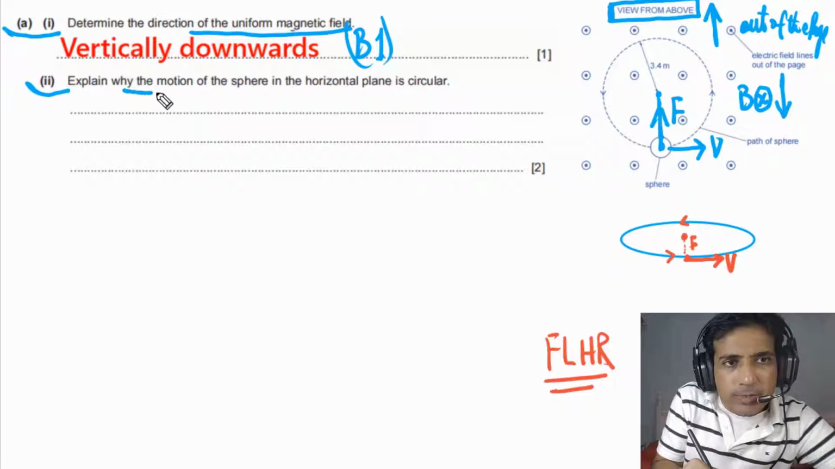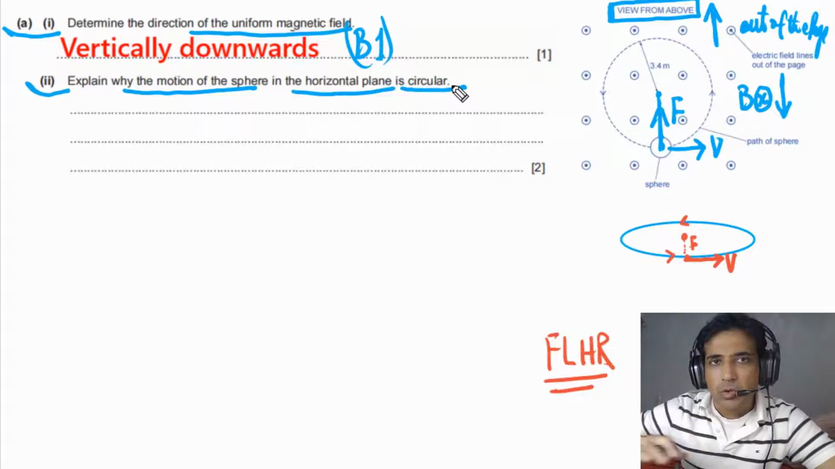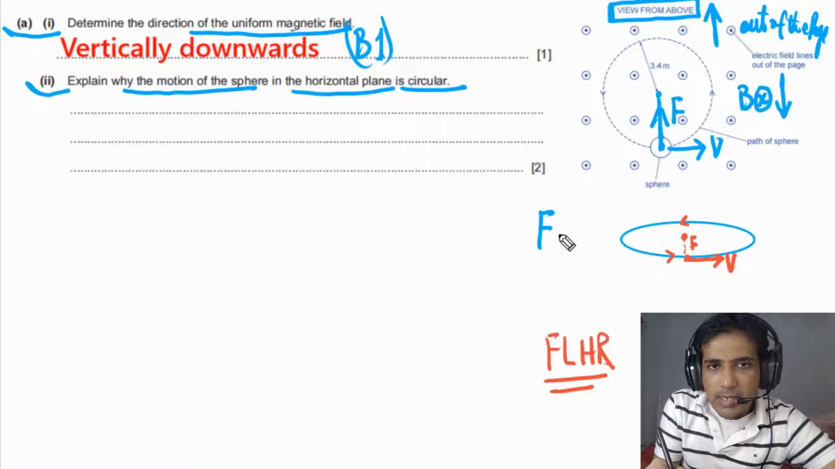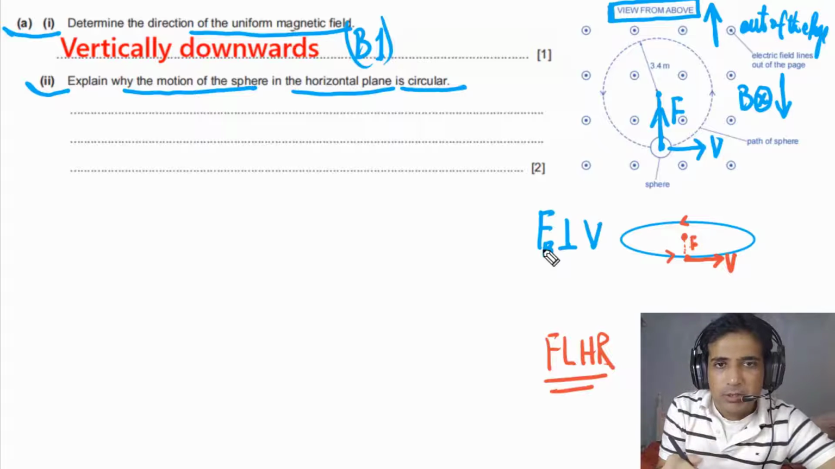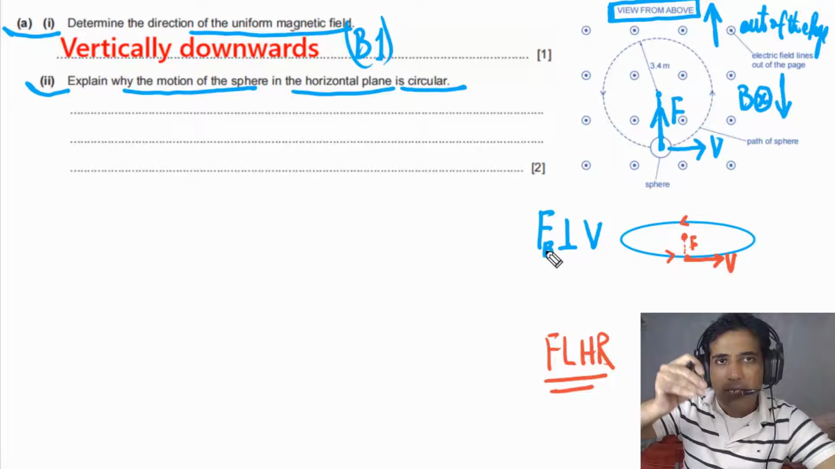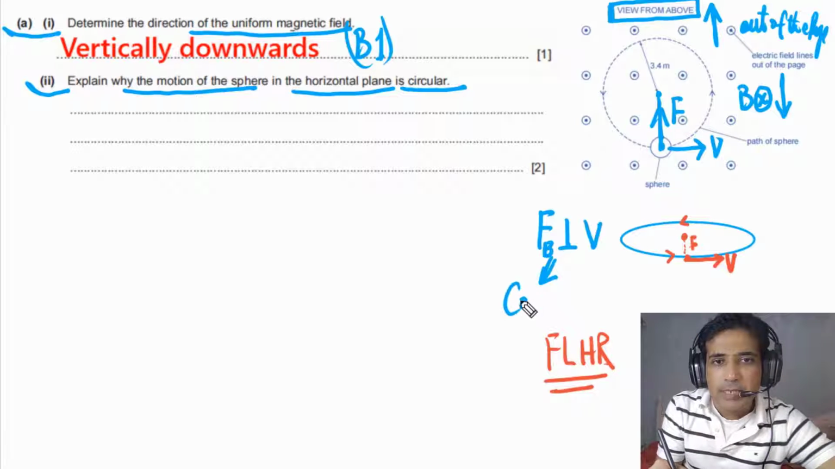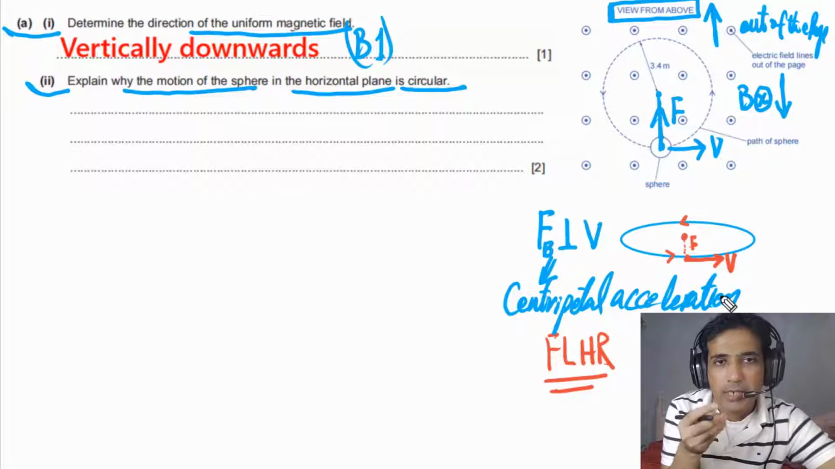For the second part, we need to explain why the motion of the sphere in the horizontal plane is circular. Meaning why the motion of this sphere is circular. In this case, we need to understand the magnetic force is acting perpendicular to velocity. So the angle between the magnetic force and the velocity of the particle is 90 degrees. If this is true, there is a force that is acting at an angle of 90 degrees to the motion of the particle. That force will cause centripetal acceleration. Meaning the particle will move in a circle. So that force will cause centripetal acceleration.